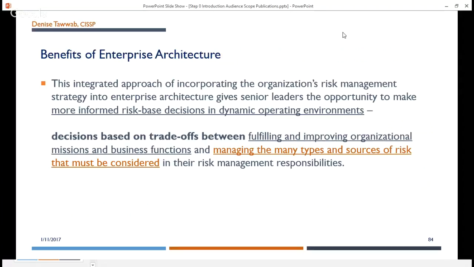This integrated approach of incorporating the organization's risk management strategy into enterprise architecture gives your senior management the opportunity to make more informed, risk-based decisions in dynamic operating environments. So when you give them that picture where you show them what you're going to do and how things are starting to stack up, then it gives them more information about how to make those decisions. Decisions based on trade-offs between fulfilling and improving organization missions and business functions, and managing the many types and sources of risk that have to be considered as part of their risk management responsibilities.